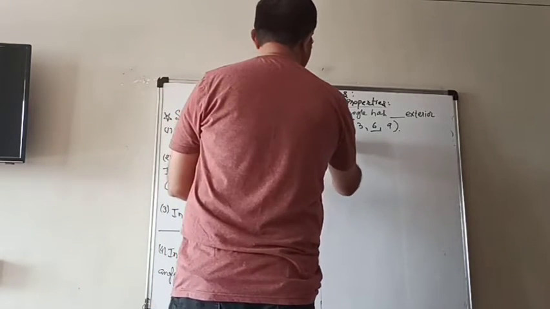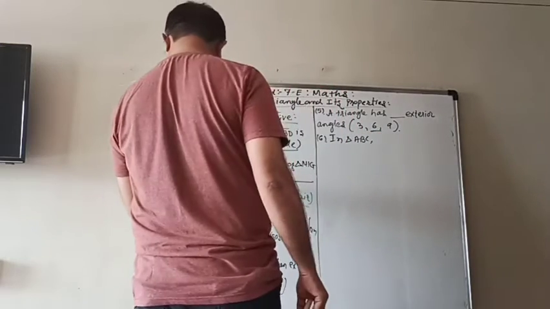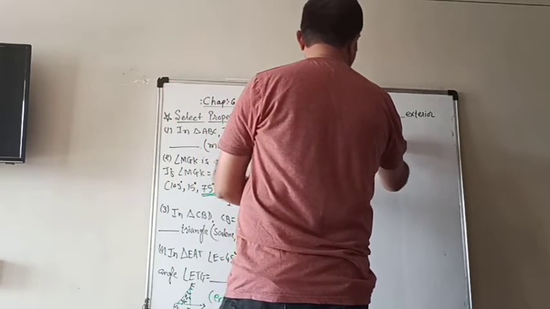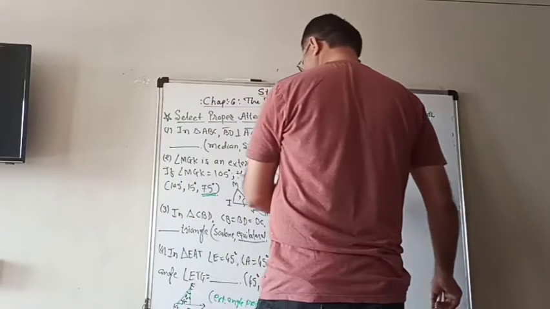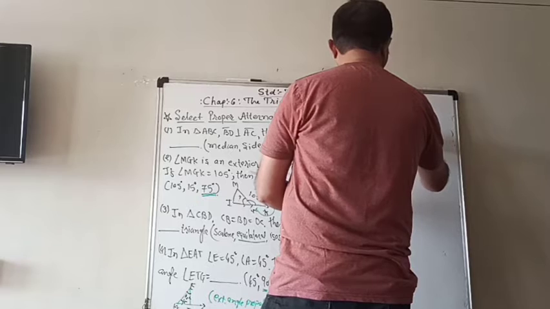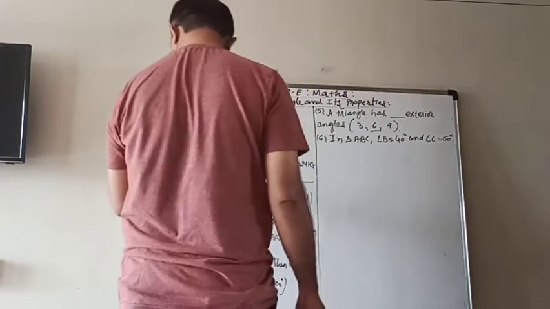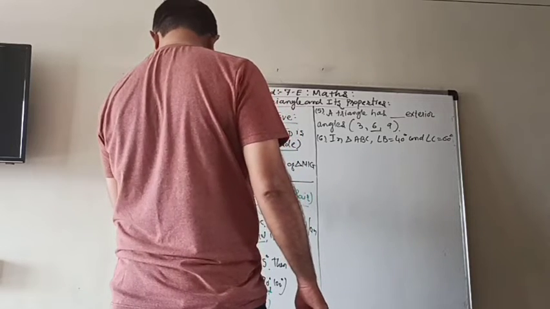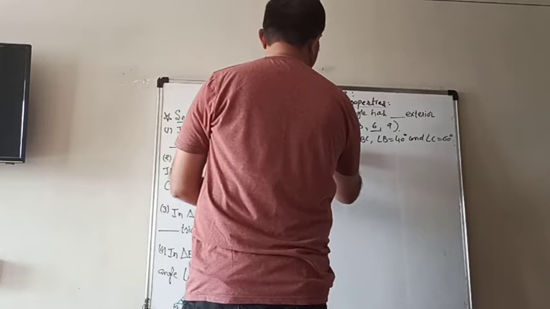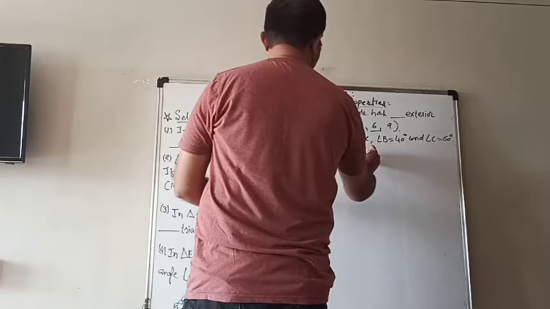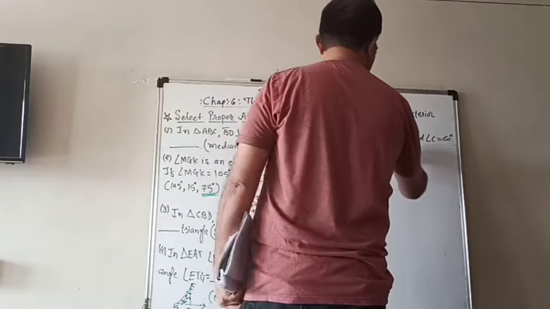Number 6. In triangle ABC, angle B equals 40 degree and angle C is equal to 60 degree. Then angle A is equal to blank. And options are 40, 60, 80.